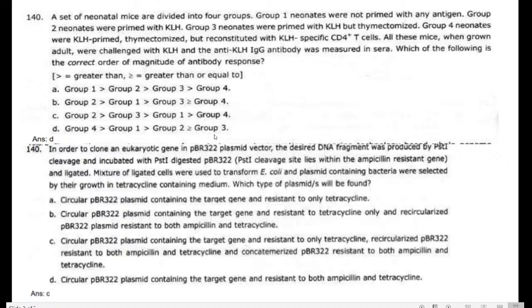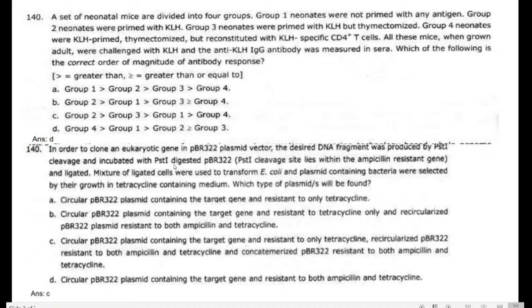Okay, fine. Next question. In order to clone a eukaryotic gene in a pBR322 plasmid vector, this is very important while you are studying genetic engineering. First, we want to know the bacterial, lambda phage and pBR322. These three concepts are very important. In the eukaryotic gene pBR322 plasmid vector, the desired DNA fragment was produced by PstI cleavage. The cleavage site is there in the plasmid.